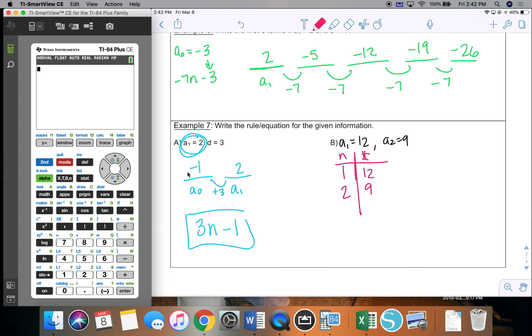So the other thing you could do on example A as we're typing these in is you could take and find another term. So rather than finding a sub 0 to write this, you could find a2 and add 3 and then go plug it into stat edit and it will tell you the rule. But in order to do stat edit, you need at least 2 terms. So I'm going to go StatCalc 4. And my rule is negative 3n plus 15.